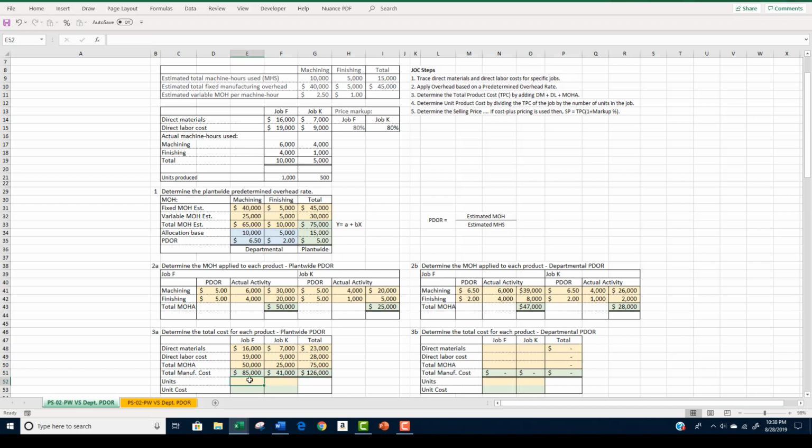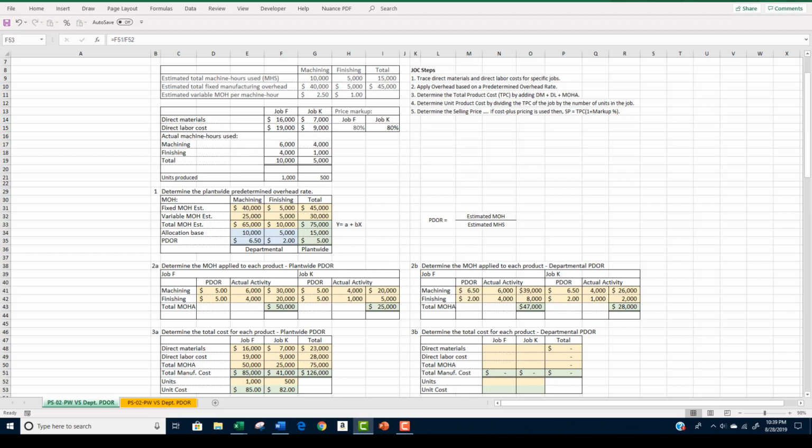Once we have determined the total job cost, we simply divide the total by the number of units in the job to get the per unit cost. Since job F included a batch of 1,000 units, we divide the total cost of $85,000 by 1,000 units in the job. The unit cost for job F is $85. For job K, we divide the total manufacturing cost of $41,000 by the 500 units in the batch to get a unit cost for job K of $82.